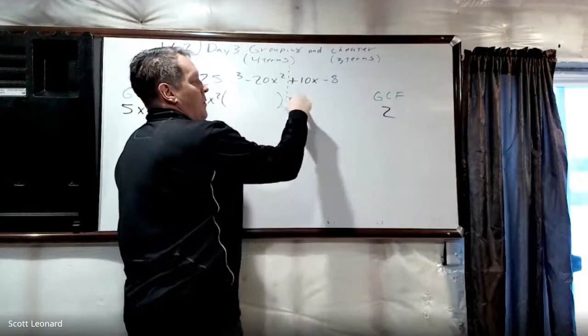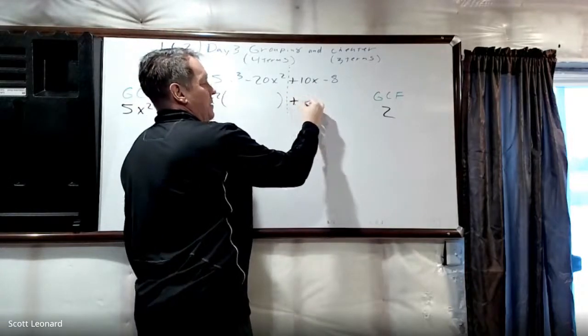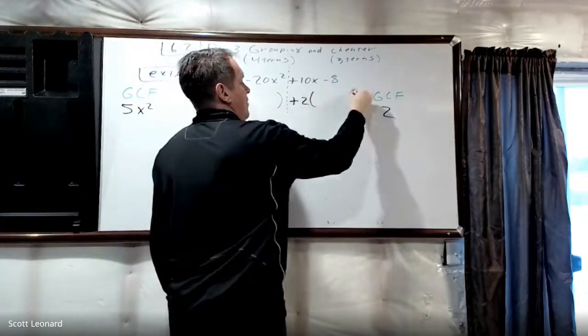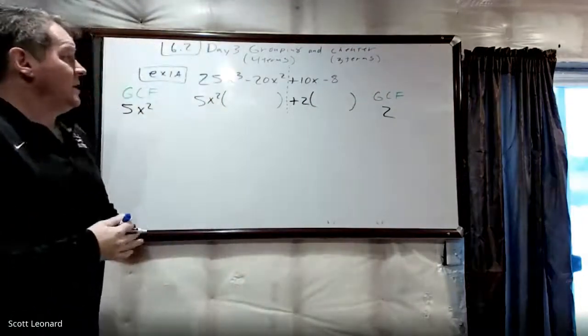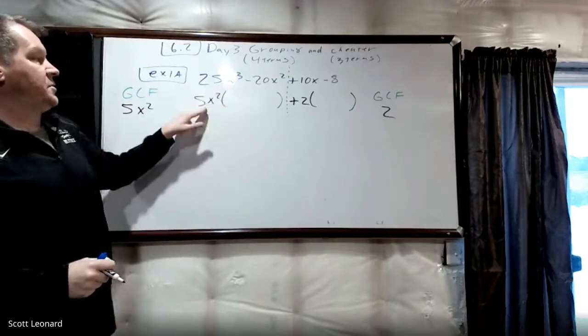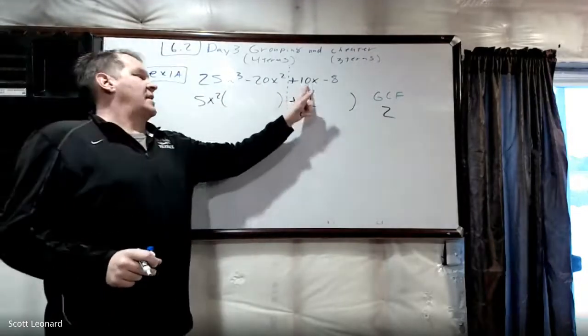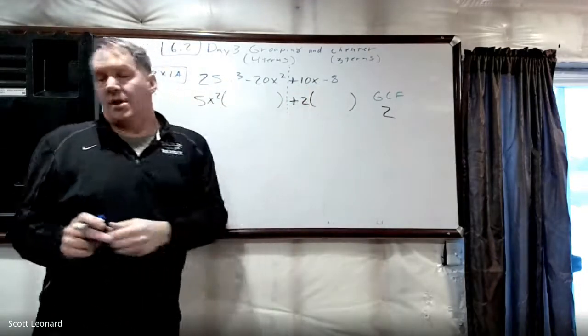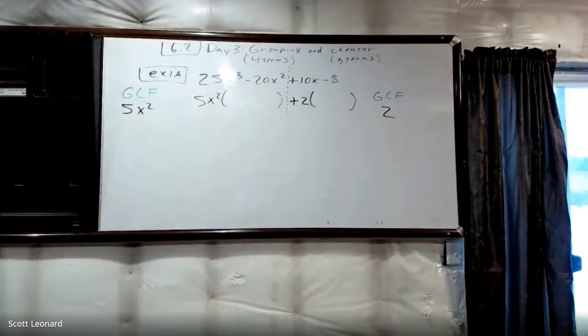Now, I want you to write this, bring this plus sign down. I want you to go 2 right here and then go parentheses. So now take a minute and factor out 5x squared from these first 2 terms, Tuesday review, and factor 2 out of those 2 terms. Give you about a minute to do that.